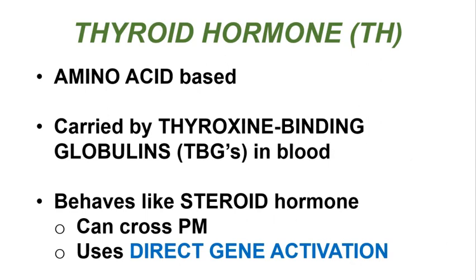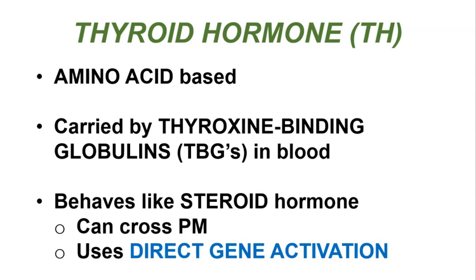Thyroid hormone is an amino acid-based hormone, since the foundation for building it is a protein. However, it behaves more like a steroid hormone. It is carried in the bloodstream like other steroid-based hormones, in that it is carried by a protein. In the case of thyroid hormone, it is carried by thyroxine-binding globulins, which are abbreviated TBGs. These are special proteins that help transport it in the bloodstream.